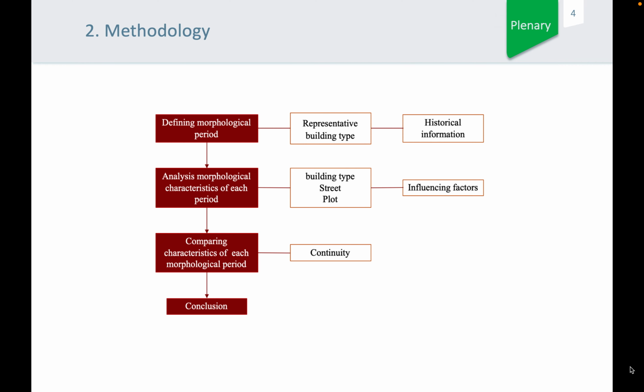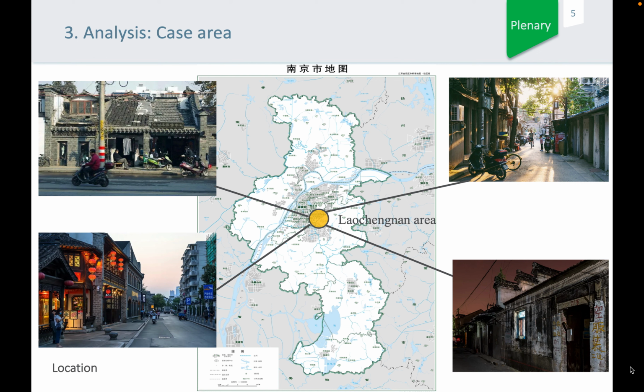Third, by comparing the morphological characteristics of each morphological period, this study discusses whether there is a continuity between each morphological period. The third part is the case study, the analysis part.